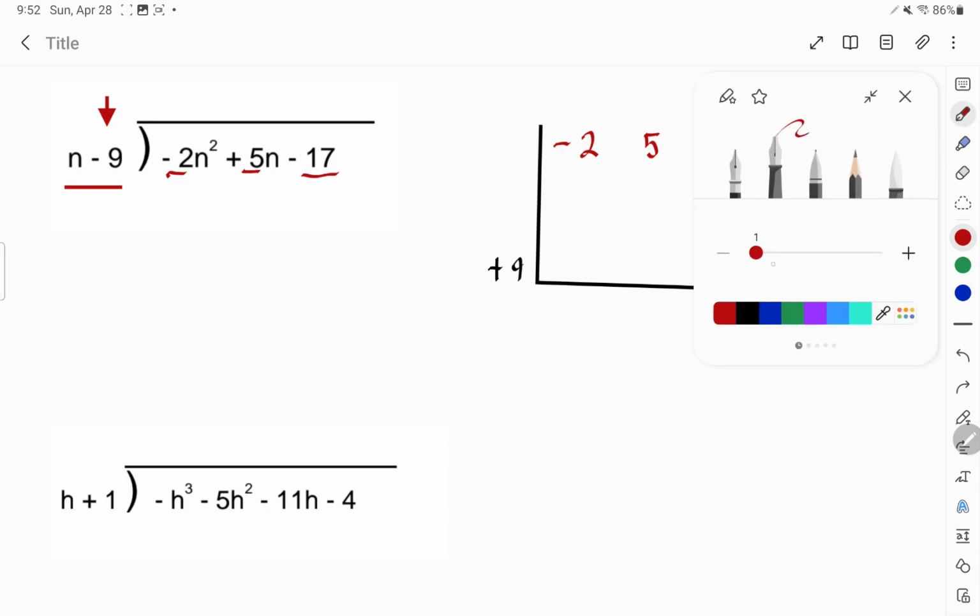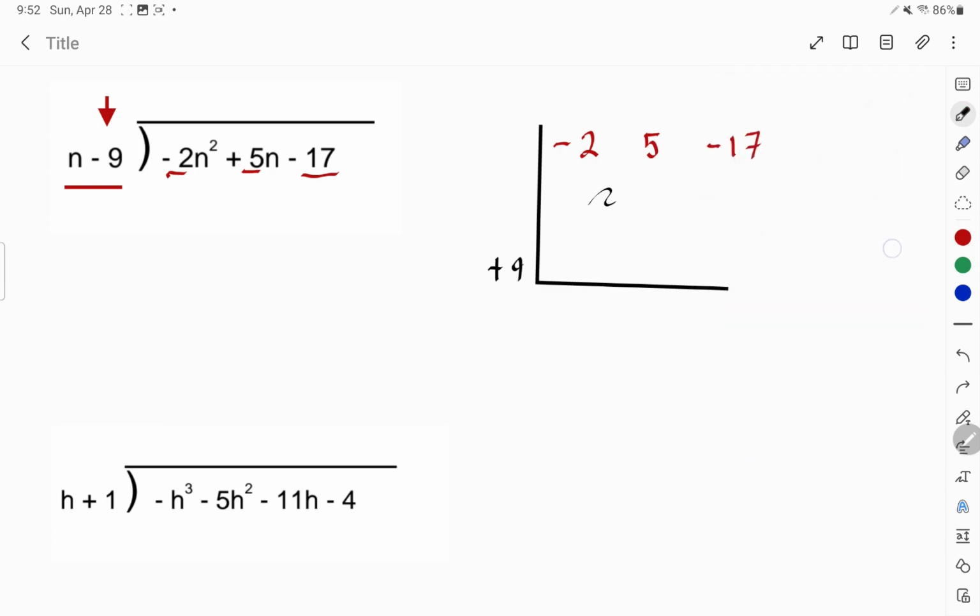Now the way synthetic division works, the first number always goes all the way down. So that number is going to go all the way down, so it's going to be a negative 2. And now this is what's going to happen on the outside. On the outside, we're going to multiply whatever's on the outside. So the 9 times the negative 2 is going to give me a negative 18. Now, every column that you have here, we're going to add them. So it's going to be 5 plus negative 18, which is a negative 13.